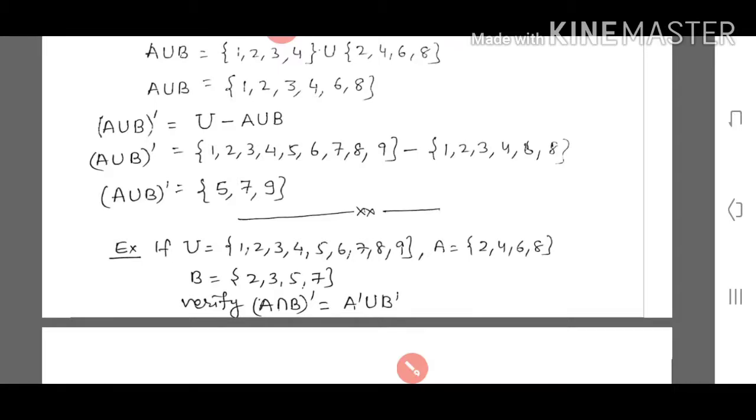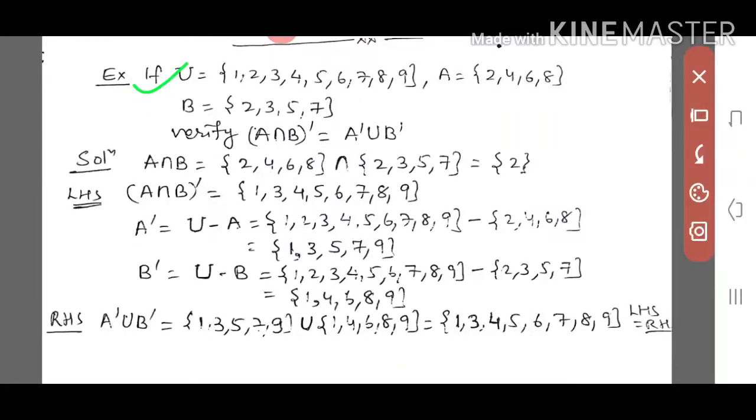Now one more example you can take here. Look here, the universal set is given to you as 1, 2, 3, 4, 5, 6, 7, 8, 9. A is given to you as 2, 4, 6, 8. B is given to you as 2, 3, 5, 7. Verify that A intersection B whole complement is equal to A complement union B complement. So first you find A intersection B. A you write as it is, B you write as it is, and intersection means common. The common element here is 2. So A intersection B we get 2.